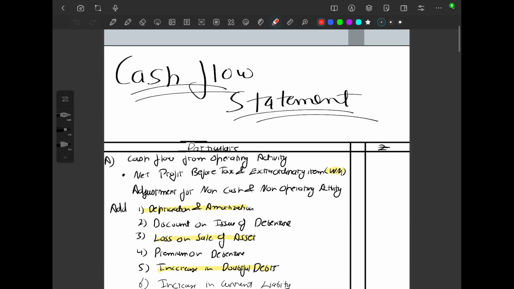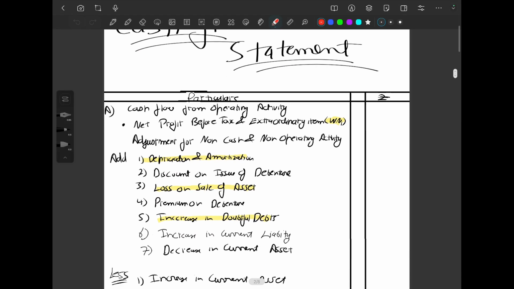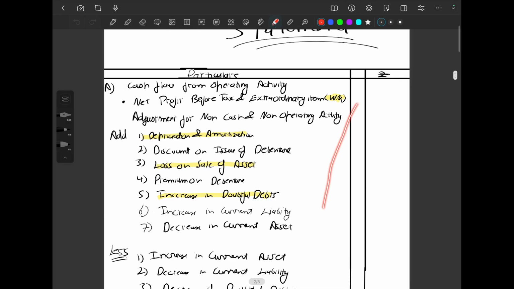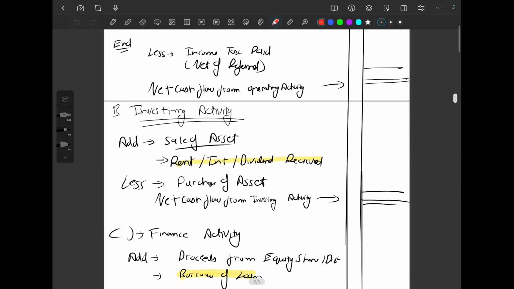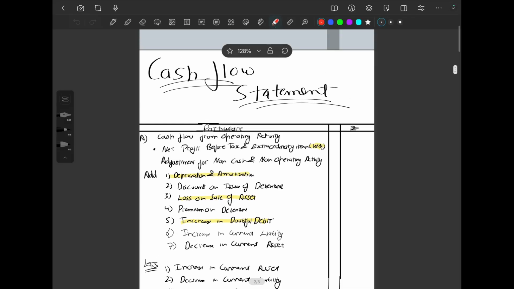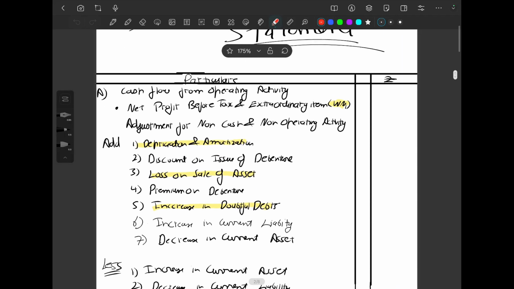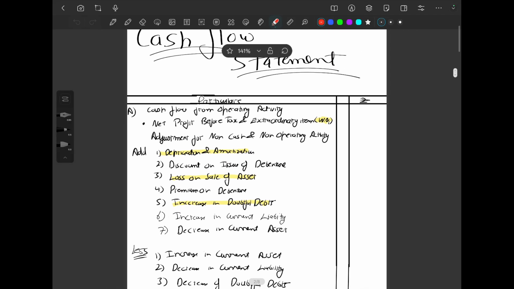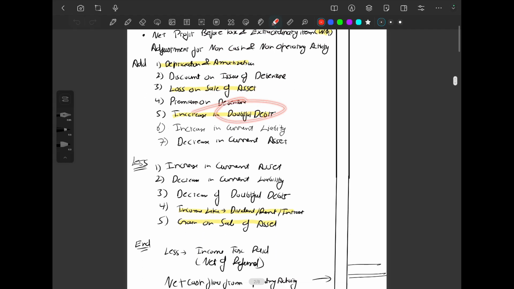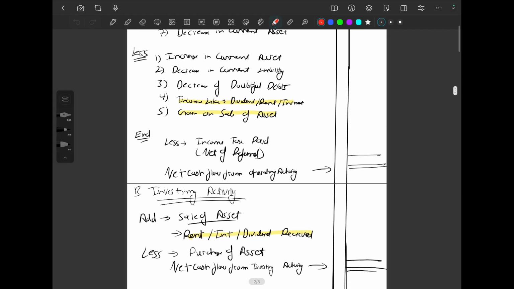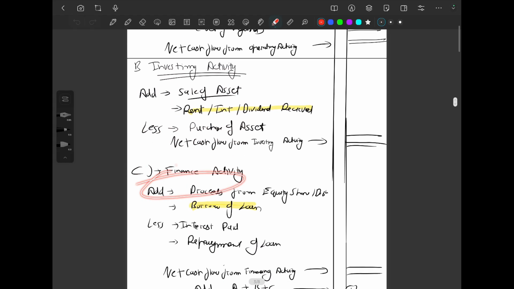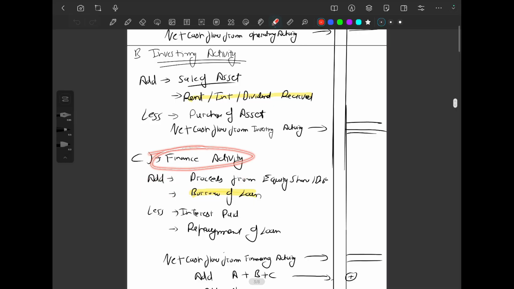Hi guys, today we are covering cash flow statement for class 12. In this video we are covering the basic concept of cash flow statement through my notes, and we will cover a good question of the cash flow statement. So as you all know, there are three activities: operating activity, investing activity, and third is financing activity.